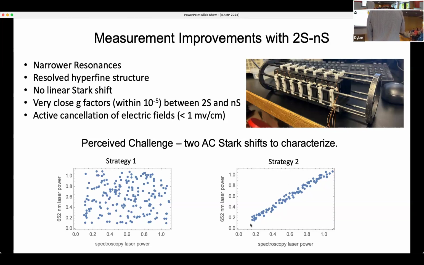Of course, we can't go to zero spectroscopy laser power, but we can point in the direction of the origin. And it turns out that if we do that, we think there's no real statistical penalty for having these two AC Stark shifts versus one.